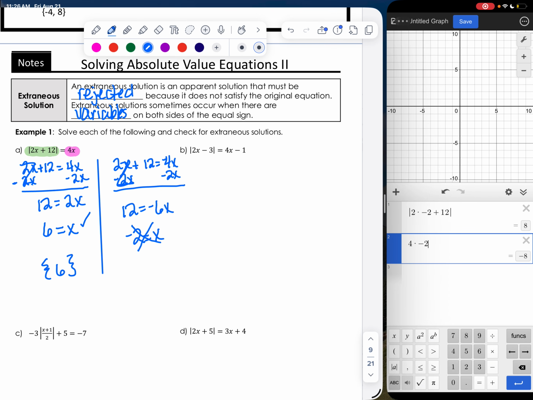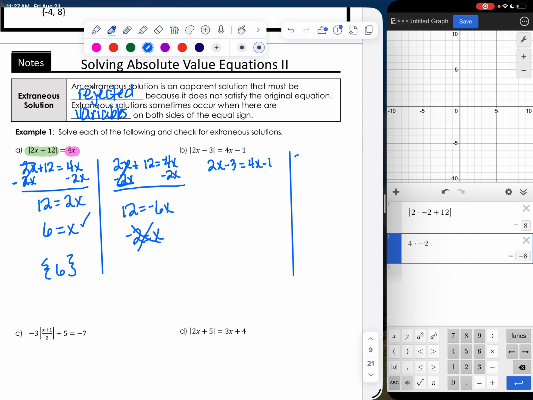All right, let's try this again, but we have to be careful on problem B. We have absolute value of 2x minus 3 is equal to 4x minus 1. So the absolute value expression is already isolated. So I can take it out of the bars and say 2x minus 3 equals 4x minus 1.